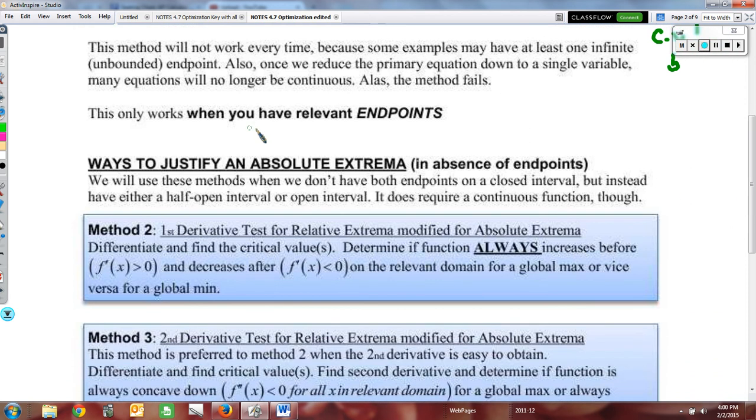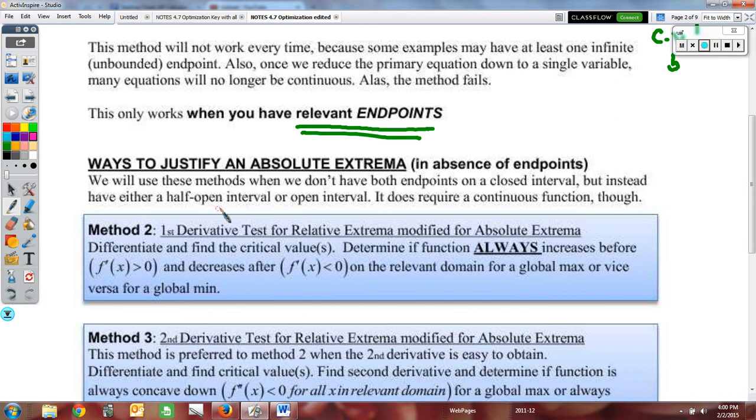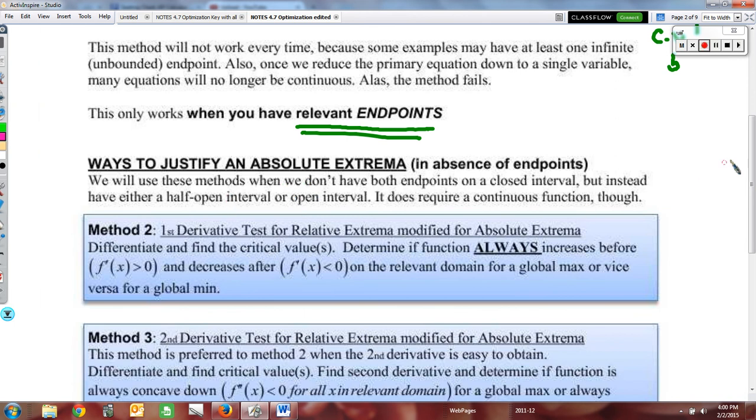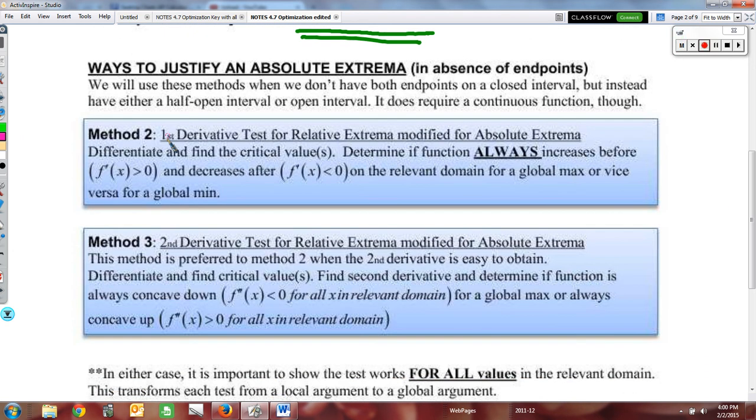It only works if you have these relevant endpoints from your domain. But if you do not have a closed interval with a continuous function, what you can do, however, is modify your first and second derivative test. Now remember, your first derivative test is for relative extrema, but you can modify it for absolute extrema.